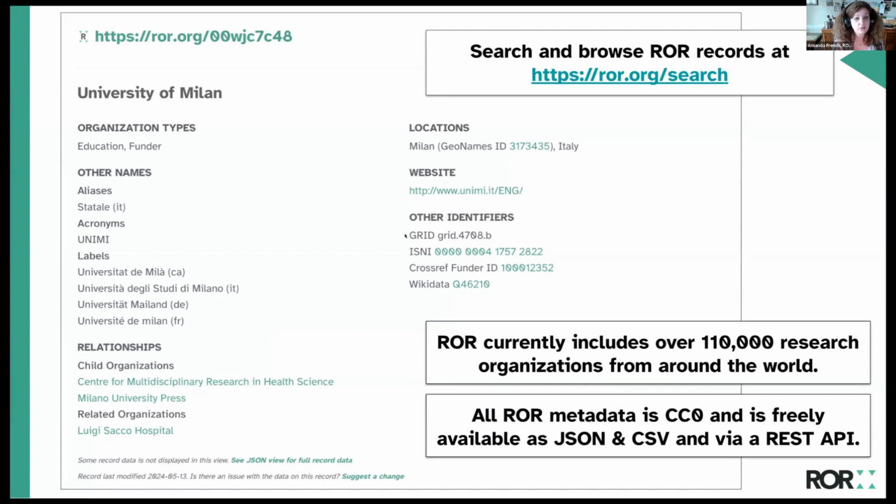Here's a typical ROR record for the University of Milan. You can see the ROR ID itself in the upper left. All ROR IDs have 9 characters that are randomly generated that begin with a 0. We have the name of the organization displayed, or a name of the organization, what kind of organization it is, other names for this organization, including names in other languages, acronyms, and aliases, which I like to think of as nicknames.